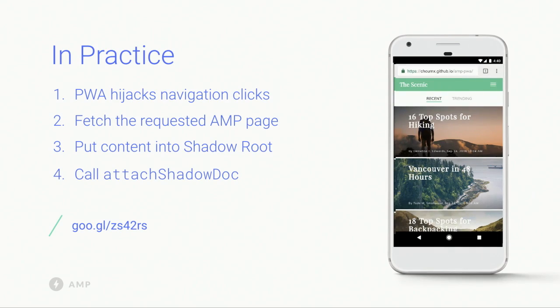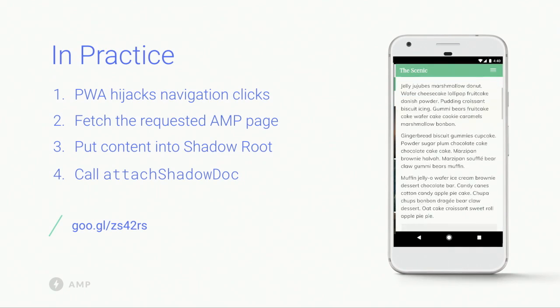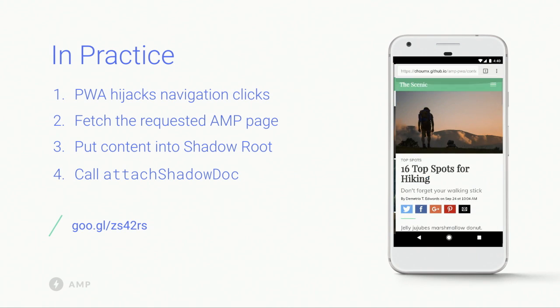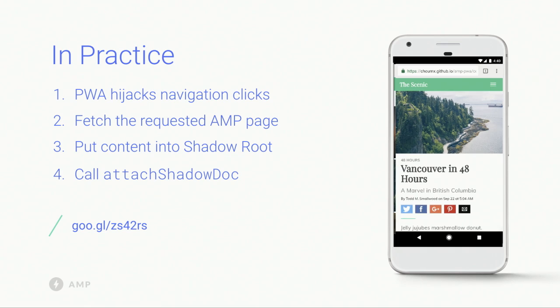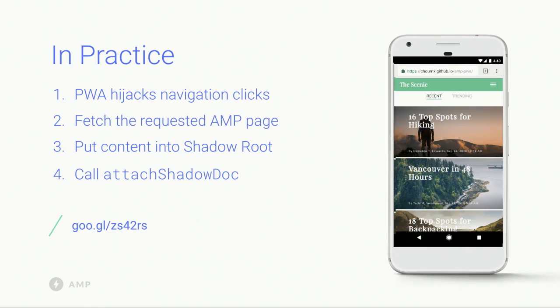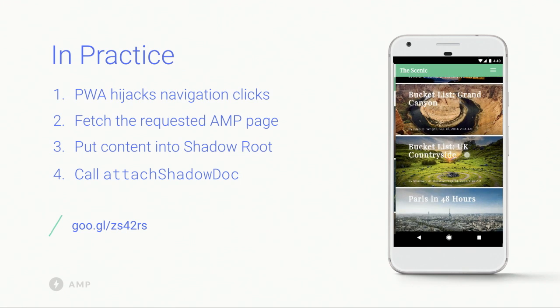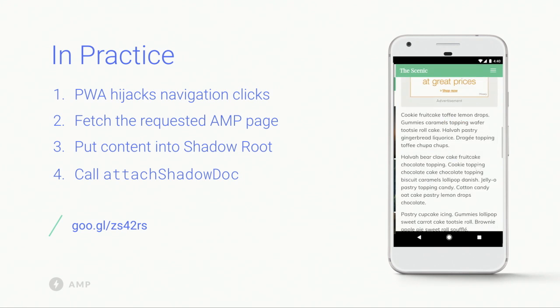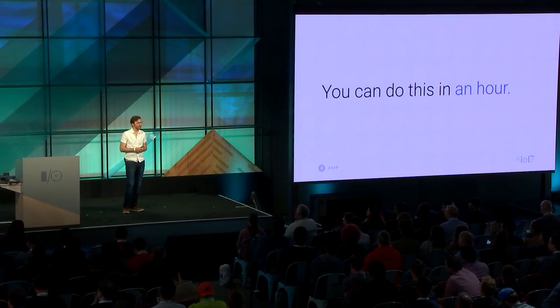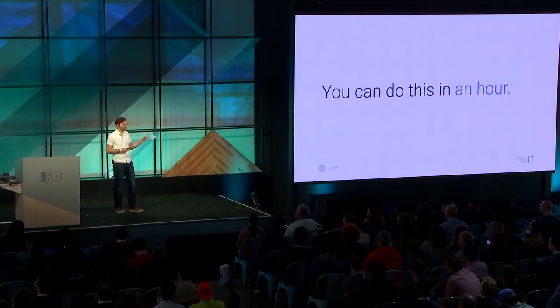And in practice, the PWA hijacks navigation clicks, fetches the requested AMP page, puts the content into that shadow root, and then calls attach shadow doc. But this was a slide that showed it just very briefly. I actually want to show it in a little bit more detail because we have a little bit more time today. And in fact, I think you can do this in an hour. This flow of inserting content via the Shadow DOM, if you already have AMP pages, I think you can do in an hour. Now, if you don't believe me, let's do it in 5 minutes.